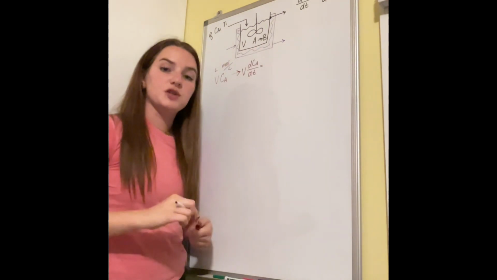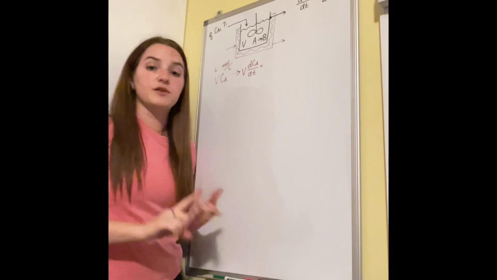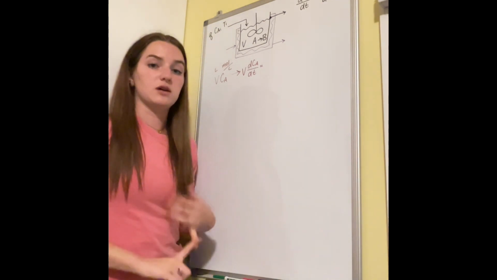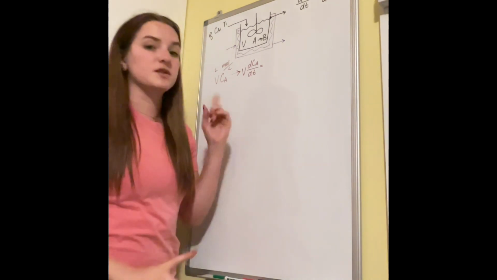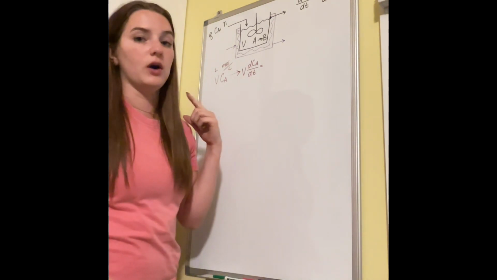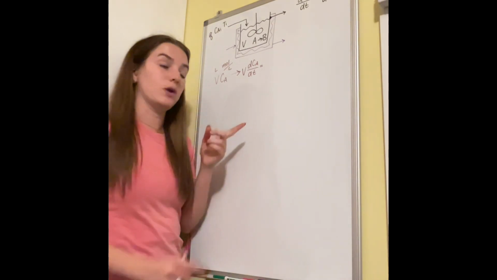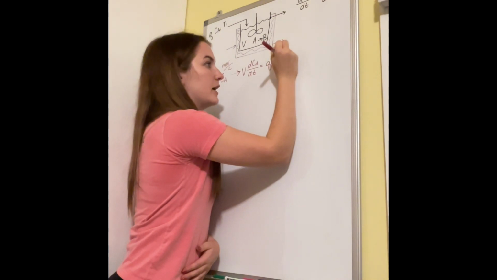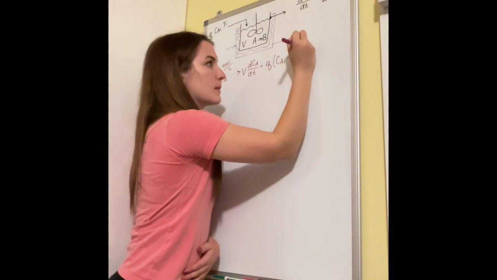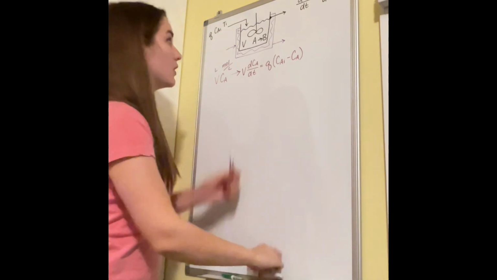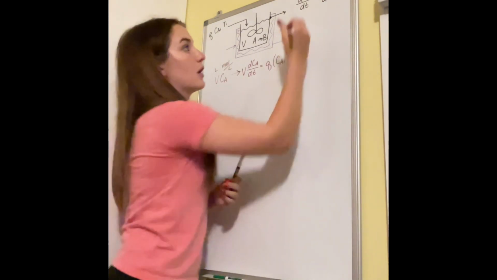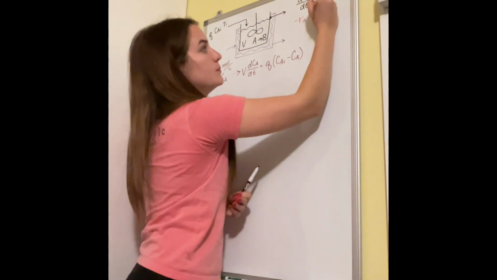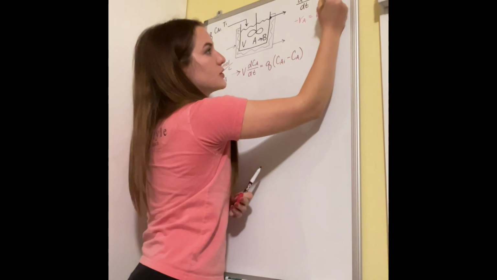So then to find the change in concentration, we need to have the flow in times the concentration in minus the flow out times the concentration out. But since we know that our flow in is equal to our flow out, since we have an overflow reactor, we can just say Q times (CAI minus CA). Since we know that we have a first order reaction, our reaction rate is going to be negative RA equal to K times the concentration of A.